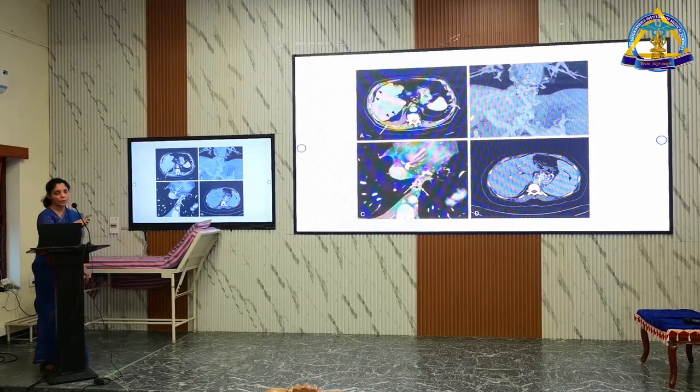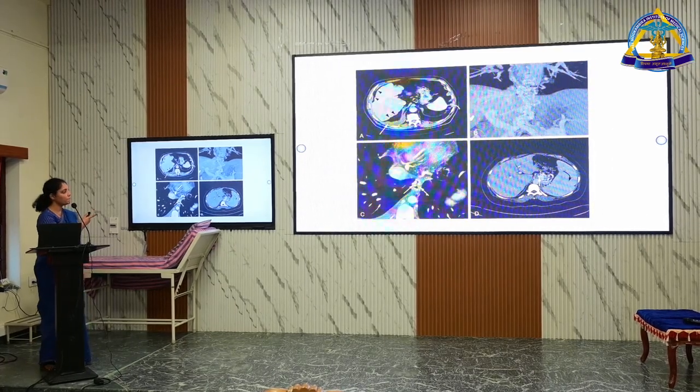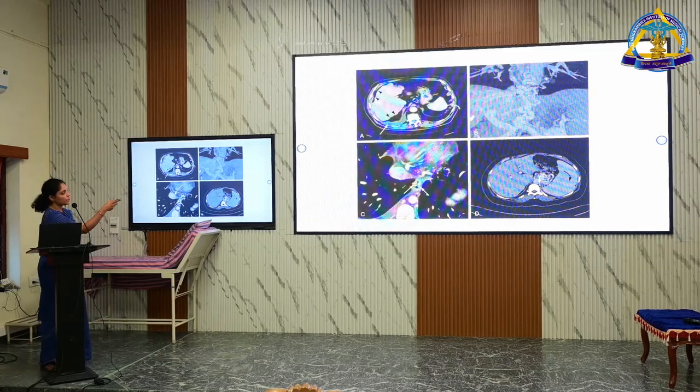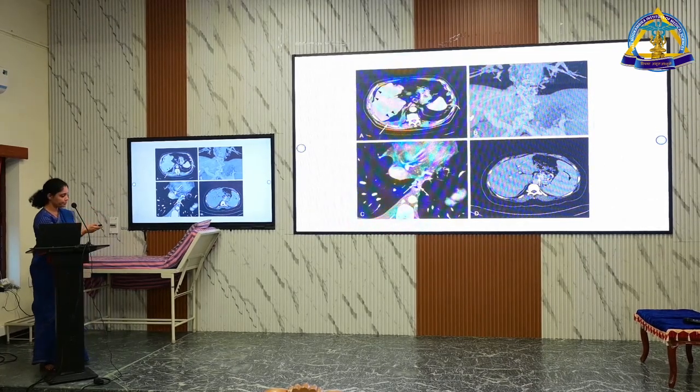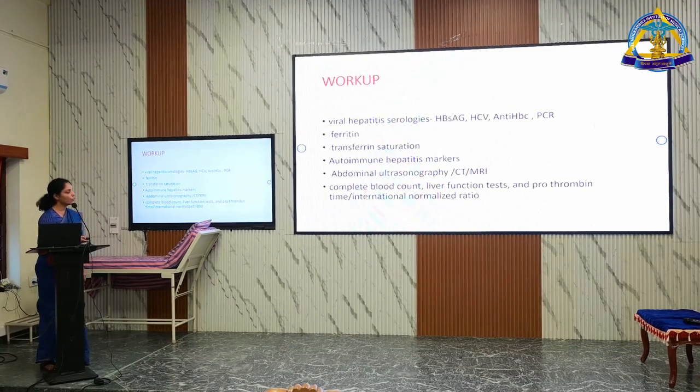These are the portosystemic collaterals, and this patient is likely to bleed. In the last picture, you can see the splenomegaly. The spleen is very much enlarged there. So how do we work up?